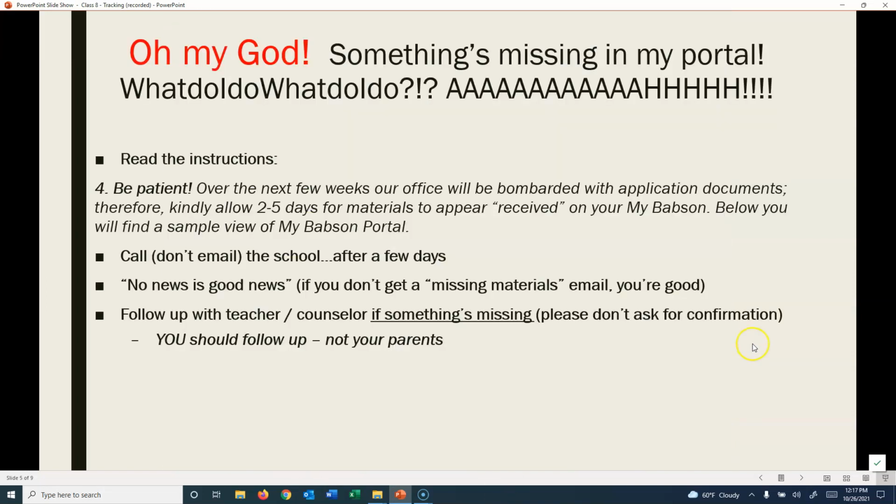Now, what happens if, oh my God, something's missing? What do I do? Well, first of all, read the instructions. Again, Babson tells you this. Over the next few weeks, they'll be bombarded with application documents. So allow 2 to 5 days, and that's really 2 to 5 business days, not weekends, for materials to appear as received on your My Babson Portal. So that was the example of that My Babson Portal.